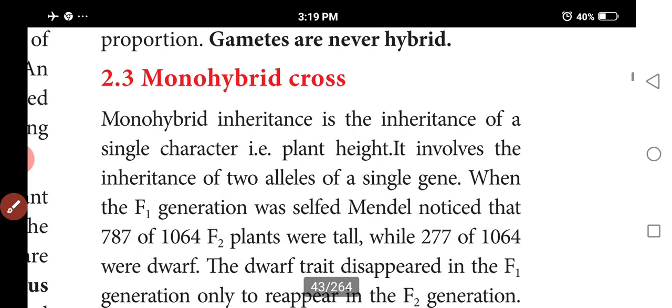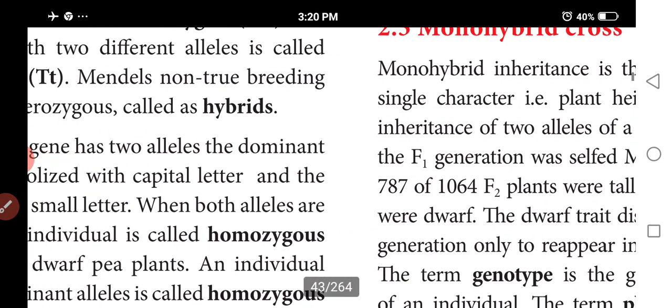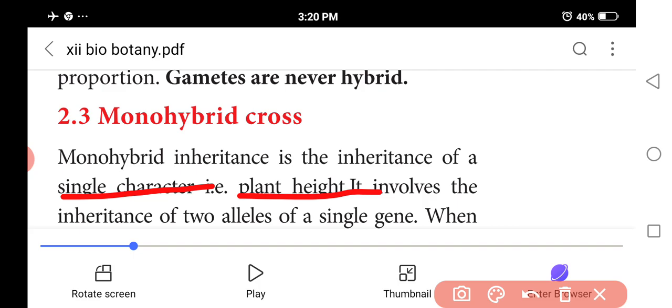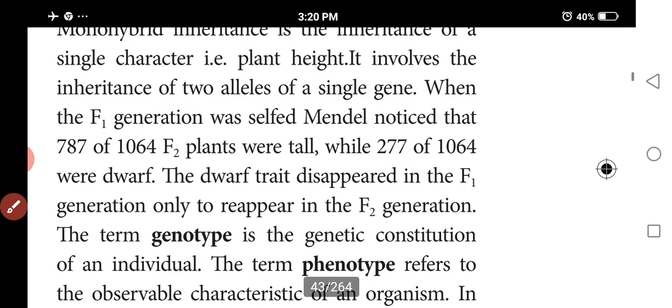So monohybrid cross, what will you write? A single character is selected, the plant height. Each gene has two alleles. In the F1 generation, of 1064 plants, 787 plants are tall and 277 plants are dwarf. So phenotype refers to the external appearance of an individual, and genotype indicates the genetic constitution of an individual.